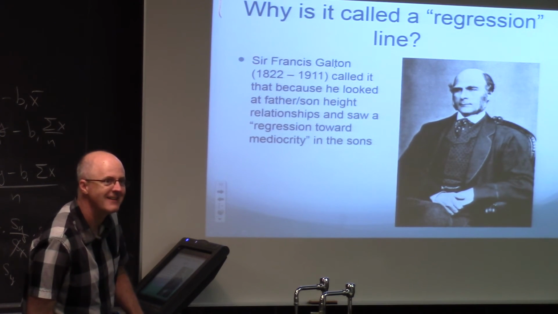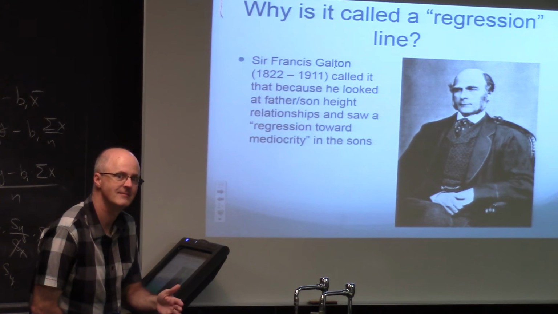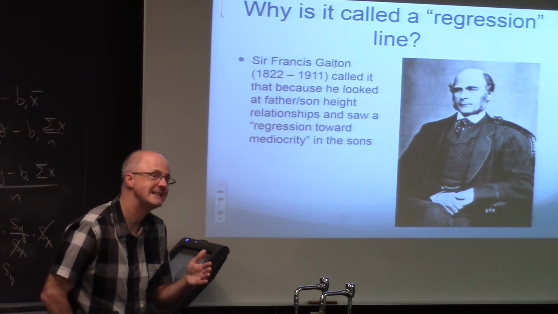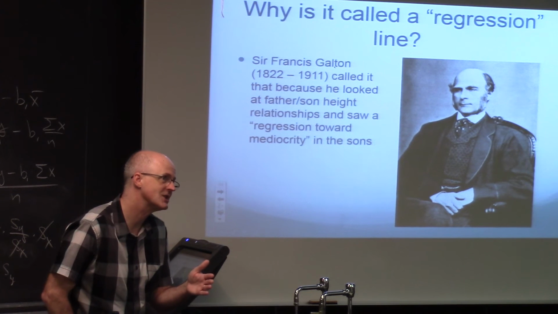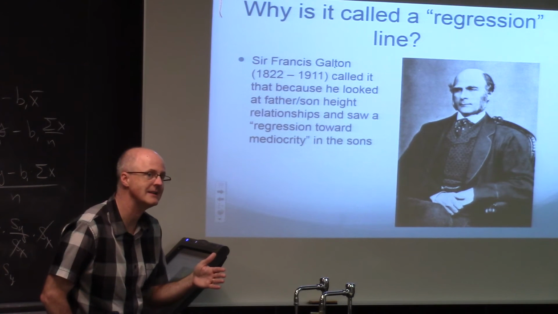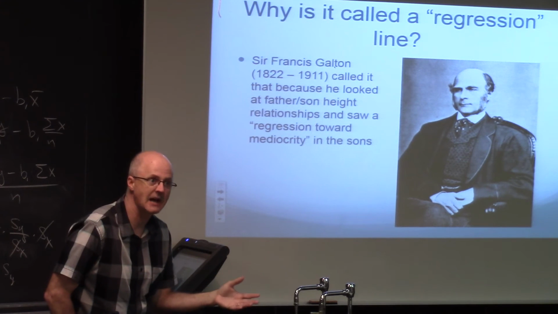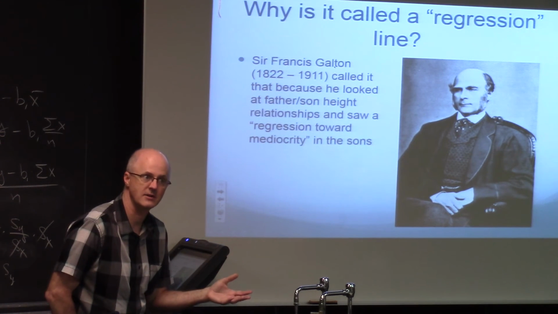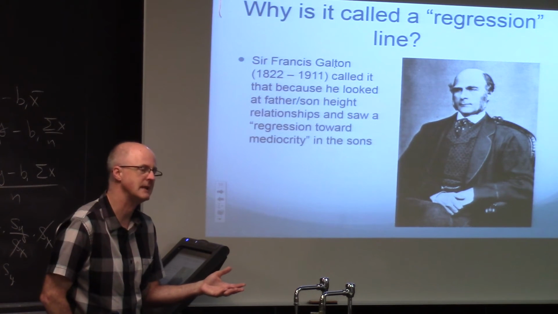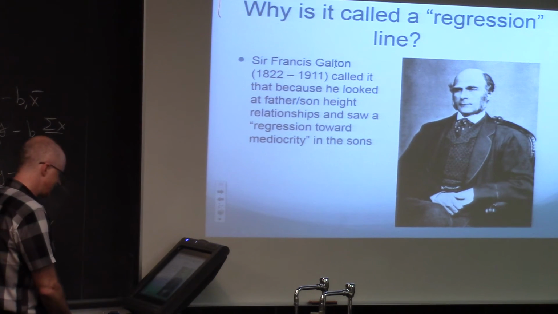What did he mean by that? He was, in particular, looking at fathers who were above average in height, and saw that their sons were above average in height as well, however, not typically by as much. He looked at the fathers who were above average in height, and then he looked at their sons, and typically they were above average as well, but not by as much. They were a little shorter than their fathers. They had regressed toward mediocrity, in his words. And that's why he called it a regression line. He was looking at data like this.